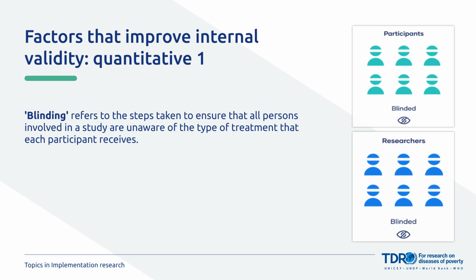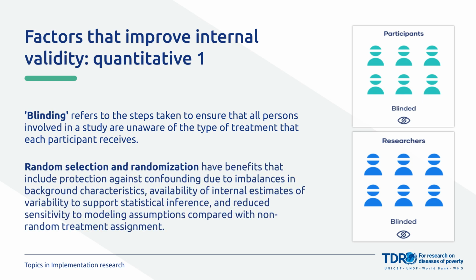For instance, when testing the effectiveness of an implementation strategy like using financial incentives to reduce vaccine hesitancy in communities A and B, steps are taken to ensure that neither participants nor researchers know which community is receiving the incentives. Random selection and randomization. This method offers benefits such as safeguarding against confounding factors and providing internal estimates of variability for statistical inference.